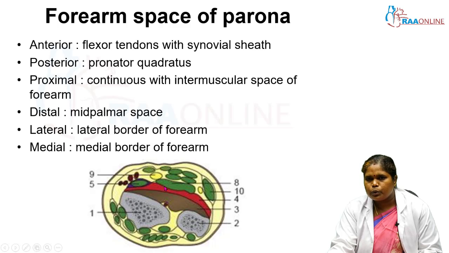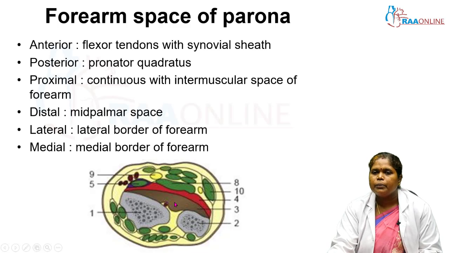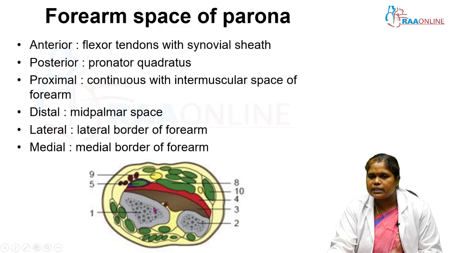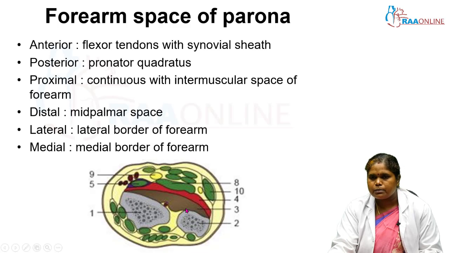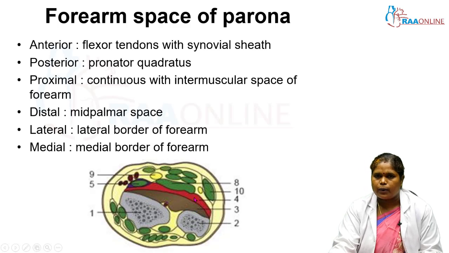This is bounded anteriorly by some tendons and posteriorly by a muscle. The posterior muscle which is bridging the radius and ulna in the lower part of the forearm is known as pronator quadratus. If you recollect the muscles of the front of the forearm, they are arranged in a superficial group and a deep group, and in the deep group the deepest muscle is pronator quadratus. So it is a quadrangular muscle bridging radius and ulna. This will form the posterior boundary for the forearm space of Parona.